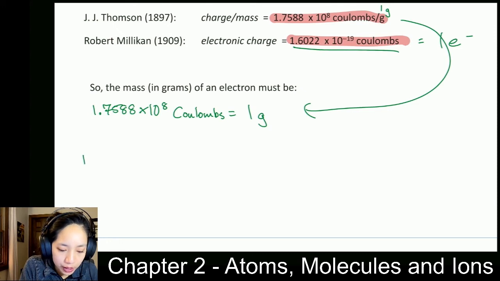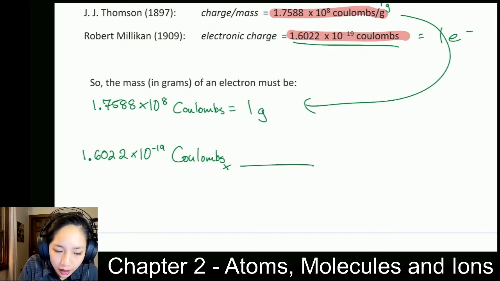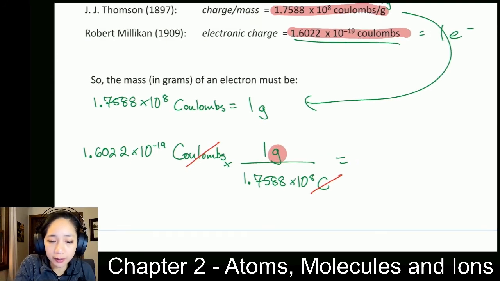So if we start with Millikan's number, 1.6022 times 10 to the negative 19 coulombs, and then use J.J. Thomson's charge to mass ratio and set it up in such a way so coulombs cancels. So we'll put J.J. Thomson's value there, 1.7588 times 10 to the 8 coulombs over 1 gram. That's the other side of the equality. So now you can see how the units, coulombs, cancel, leaving us with grams. So this will tell us the mass of 1 electron.